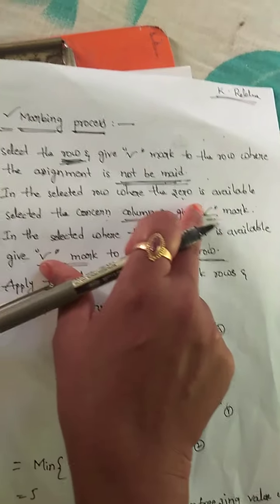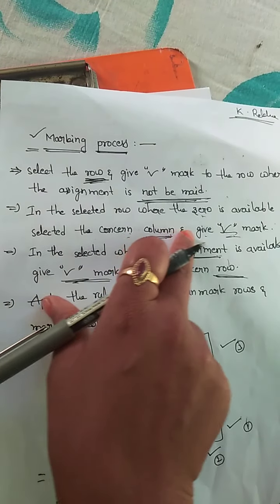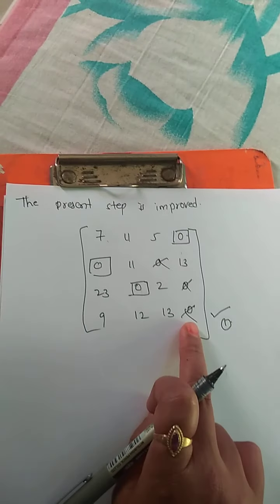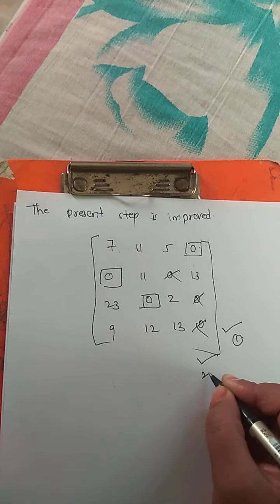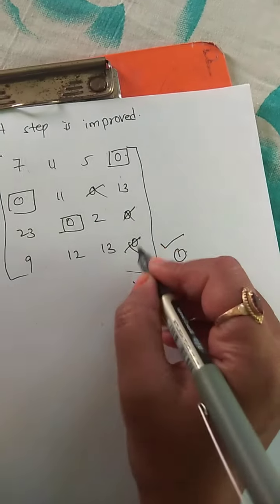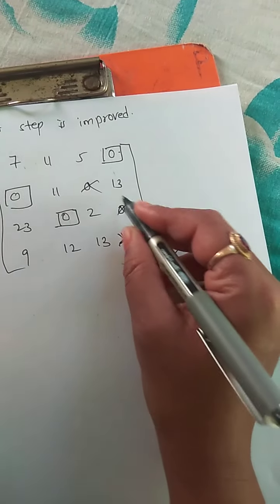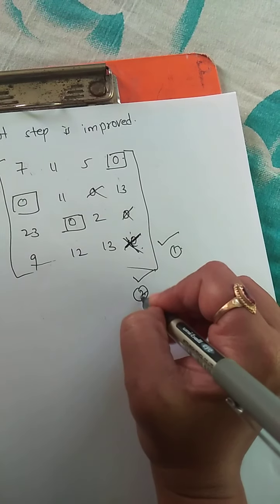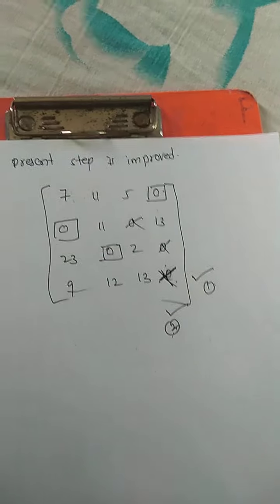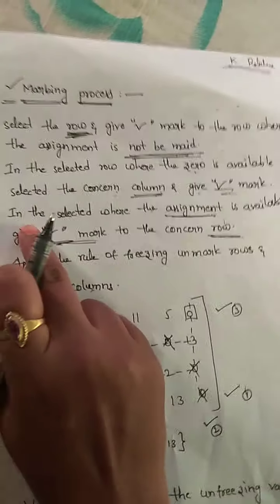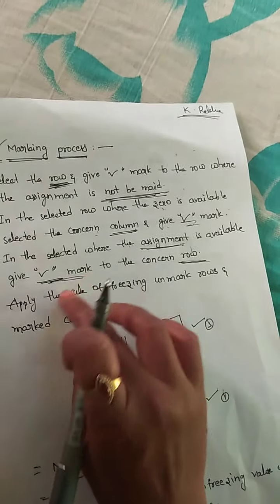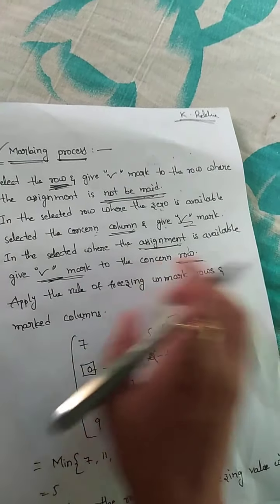Next, in the selected row where 0 is available, select the concerned column and give the tick mark. So in the row where the 0 is made, we have to tick there. That is step 2. Here 0 is there, in this row 0 is there, so we have to tick this column. Okay, next step, in the selected column where the assignment is available, give the tick mark to the concerned row.